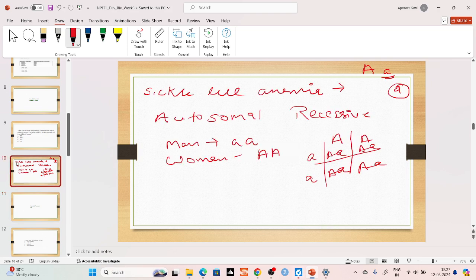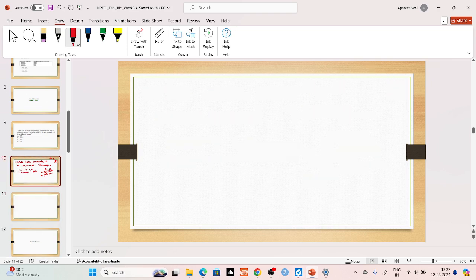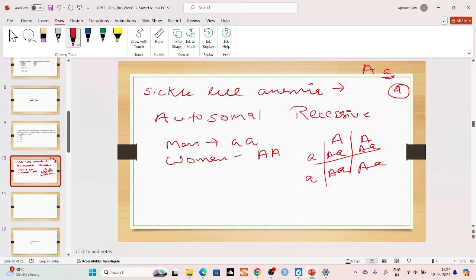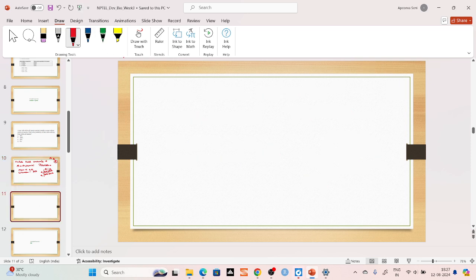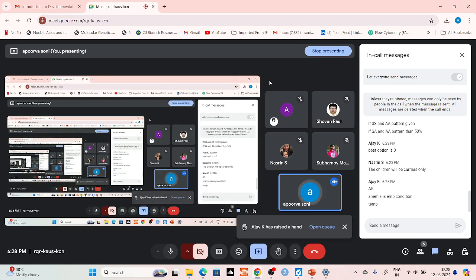Now just a small change. What if the question was like this, that the man has sickle cell anemia, and the woman is a carrier? Then what would happen? Now tell me, if I am specifying that the woman is a carrier?